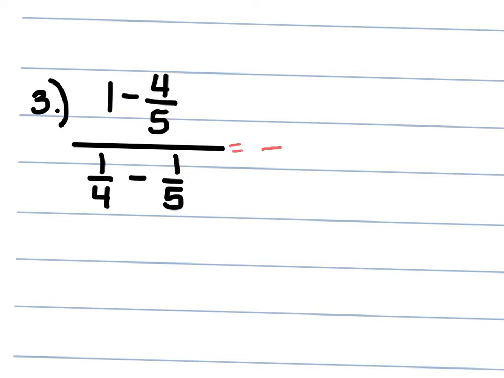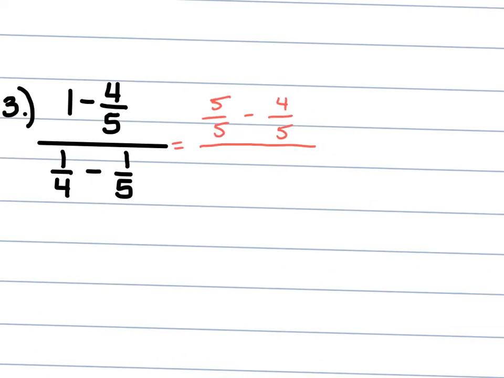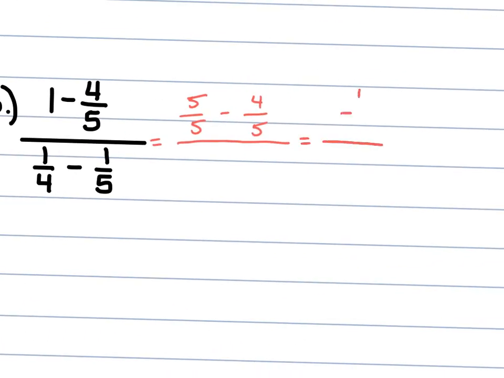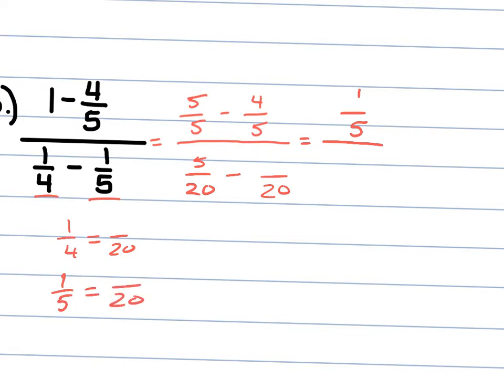So let's talk about 1 minus 4/5. How do I make these? I need a common denominator or I can't subtract them. 5/5 is the same thing as 1 minus 4/5. So right there we've got 1/5. What about the bottom? 20. Okay, so the number that both of these go into is 20. So we need equivalent fractions. So 1/4 is equal to how many 20ths? 5. Okay, good. And 1/5 is equal to how many 20ths? 4. So we get 1/20.